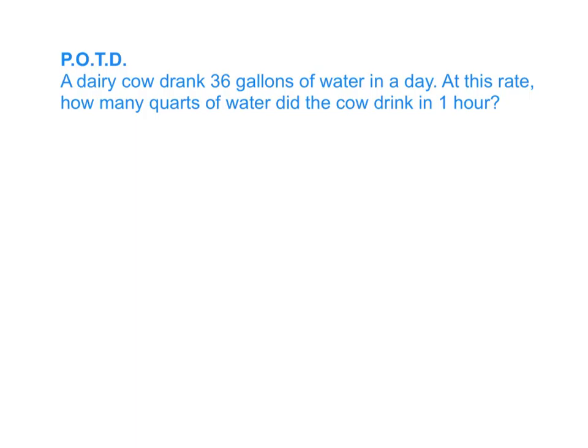Of course, step number 1 asks us, what is this question asking, Rashika? It's asking how many quarts of water did the cow drink in 1 hour. Yeah, I want to figure out how many quarts of water did the cow drink in 1 hour. Number 2 asks us to find the important information. Jason, what important information do we need to solve the problem?